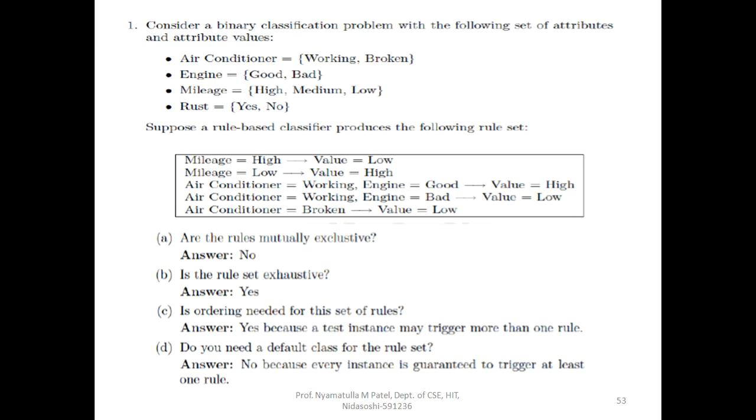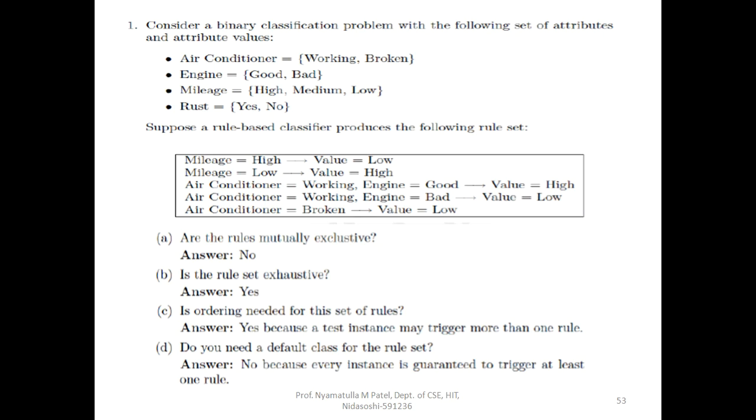Let us take one example here. Consider a binary classification problem with the following set of attributes and attribute values. Here an air conditioner is taken. There are two conditions: the air conditioner may be working or it may be broken. Then the engine may be good or bad.